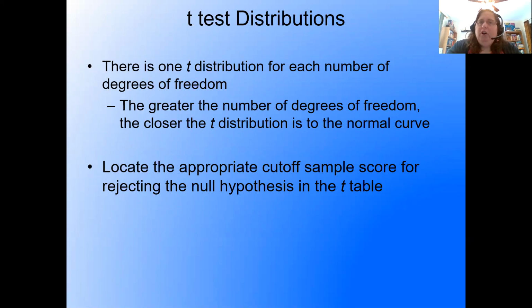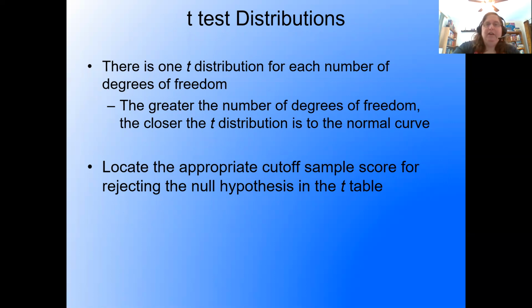So before, when we were talking about z-test and distributions, there was only one distribution, the normal distribution. But I already shared with you that t is a little bit not normal. So there is one t distribution for each number of degrees of freedom. And the greater the number of degrees of freedom, the closer the t distribution is to the normal curve.